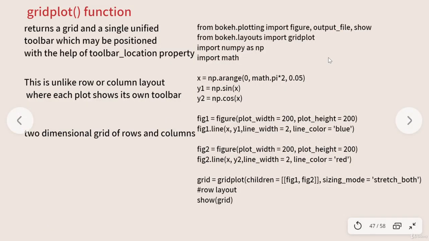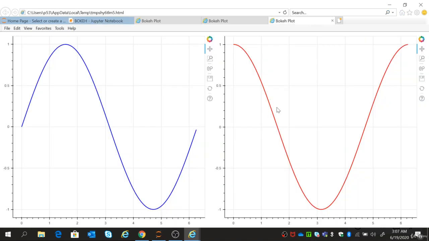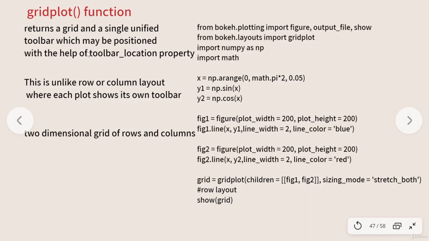Now, I told you that if you see these plots, every plot has its own toolbar. So this plot has its own toolbar. This plot has its own toolbar. If you use the grid plot function, the grid plot function allows you to give only a single toolbar. That means for both the plots, the toolbar will be single. The grid plot function will return a grid and a single unified toolbar, and the location of the toolbar you can set. You can parameterize that. The parameter can be given.